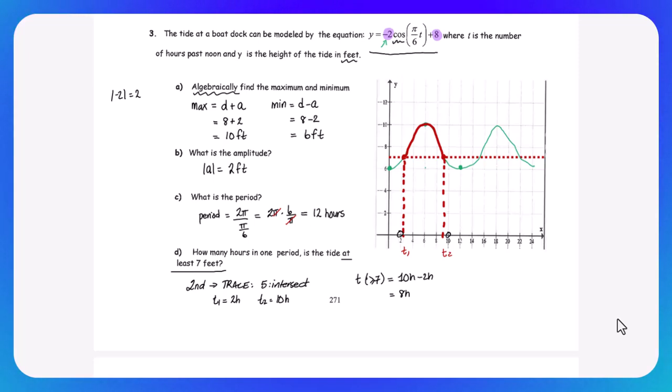So the tide is at least 7 feet for 8 hours. And let's move on.